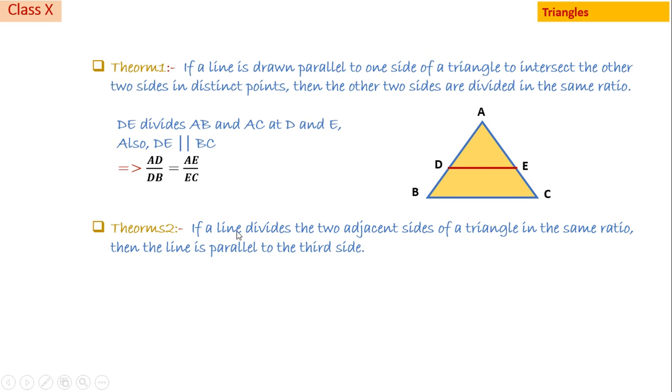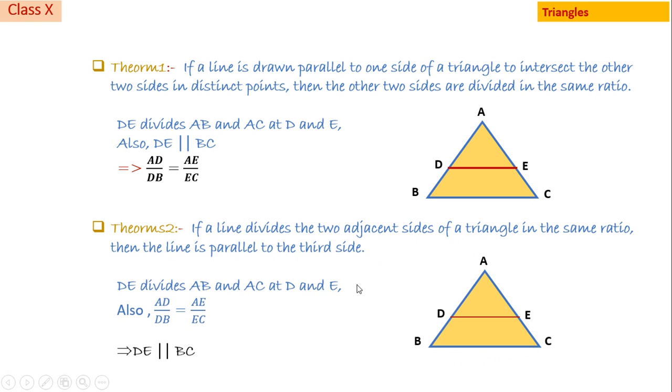Now theorem 2 is converse of theorem 1 and it states that if a line divides the two adjacent sides of triangle in the same ratio, then the line is parallel to the third side. That is, it is given that AD by DB is equal to AE by EC. So it implies DE is parallel to BC.